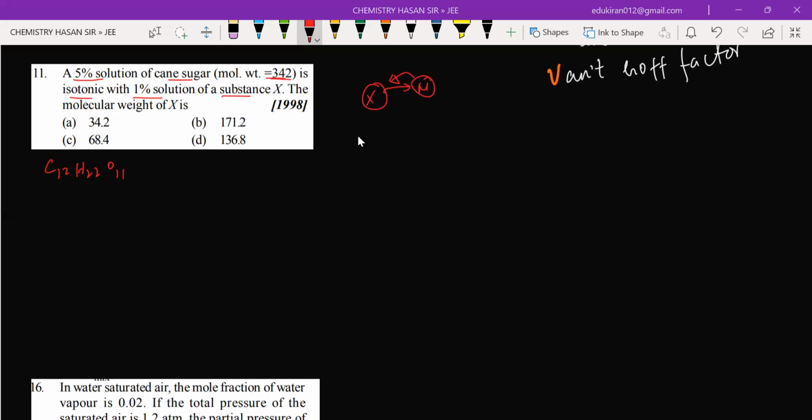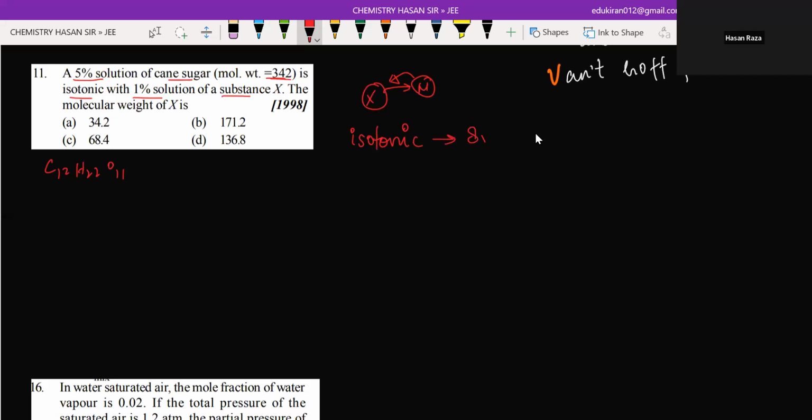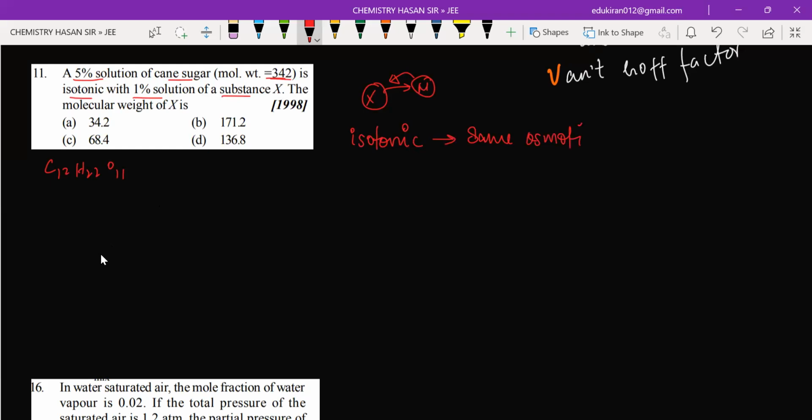Isotonic means same osmotic pressure. Osmotic pressure basically here we will take. Now you can see 5% sugar. That means this is about weight by volume.